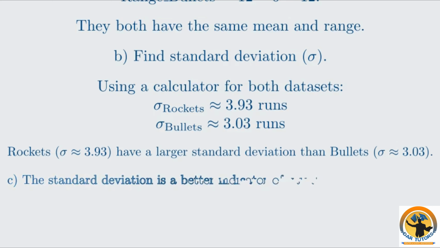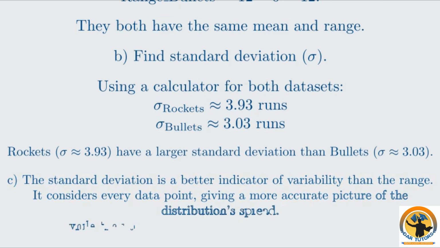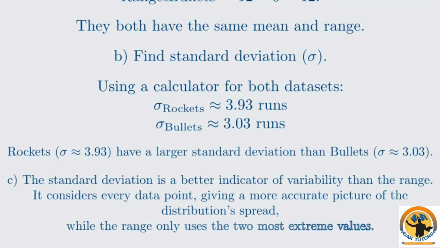The standard deviation is a better indicator of variability than the range. It uses all data points in its calculation and is sensitive to how the data is distributed, not just the 2 extreme values. It provides a more comprehensive and reliable picture of spread.